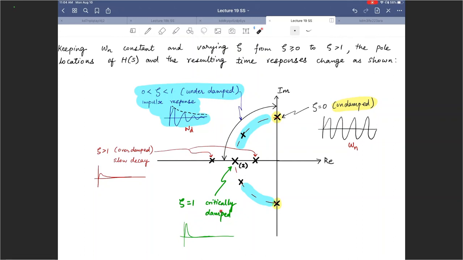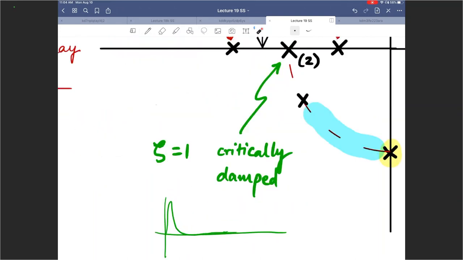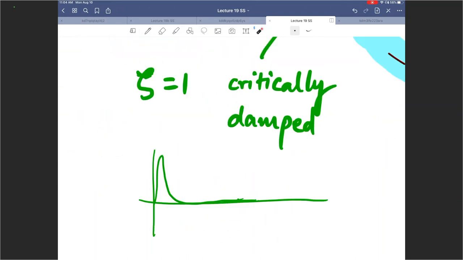The impulse response looks like this. So as you can see, no oscillations appear, but you still see some response, right? So there is a fast decay. There is a decay in the energy, but it goes away very quickly in that case. That's called a critically damped system.